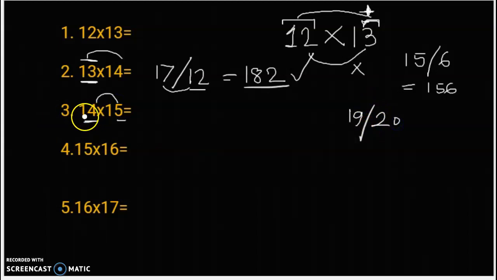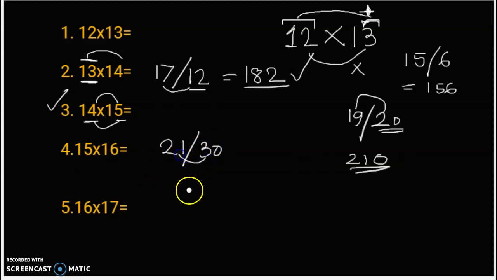Similarly, question number 3, 14 plus 5, 19, then slash, and then 4 times 5, that gives you 20, and then add this 2 to 9 and you get 21 and 0. That is your answer for number 3. Coming to number 4, 15 plus 6, that is 21, and 5 times 6, that is 30, and then add this 3 to 1, so you get the answer 2, 3 plus 1, 4 and 0. So 240 is your answer.